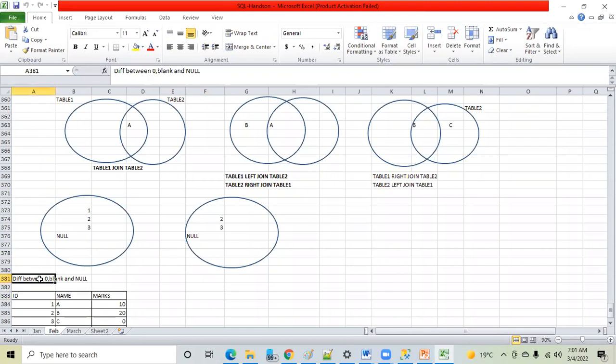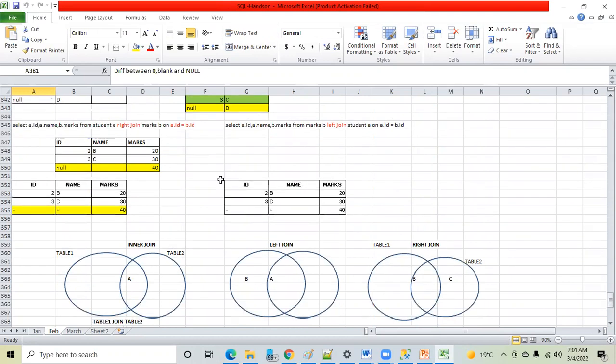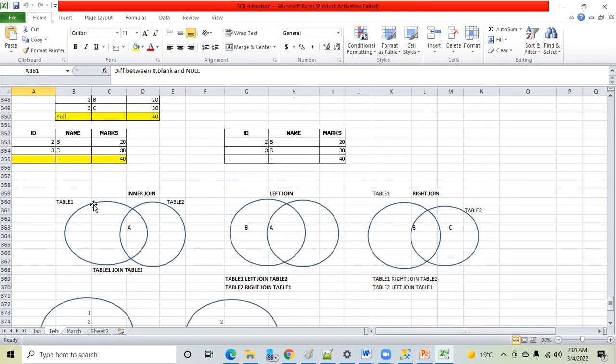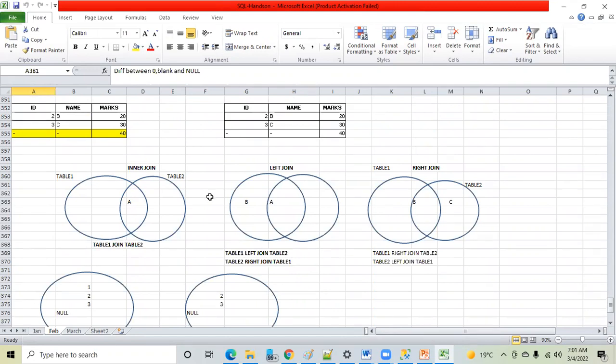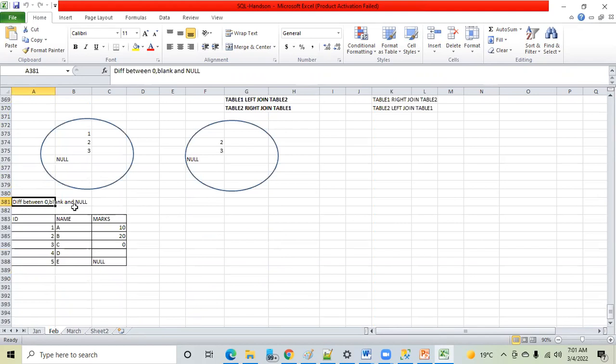Before we proceed, yesterday we were discussing inner join, left join, and right join, and we compared the left join and right join. Then we have seen that left join and right join are doing almost the same task, right? And then we have seen this schematic diagram to understand the join, left join, right join. And then we quickly went through the difference between zero, blank, and null.